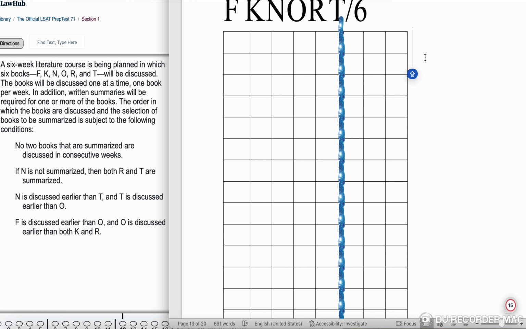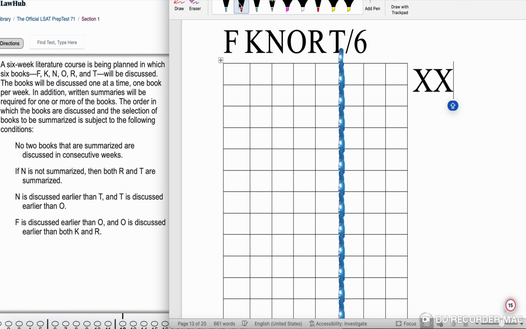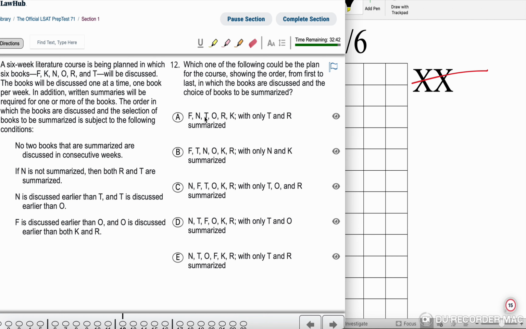No 2 books that are summarized are discussed consecutively. So we're going to put X right here. That means consecutively. Let's go ahead and draw that line and cross it out. So with that being said, let's go and look for it right now. So, no 2 books that are summarized are discussed in consecutive weeks. Okay, so everything's going to be in order, that one.